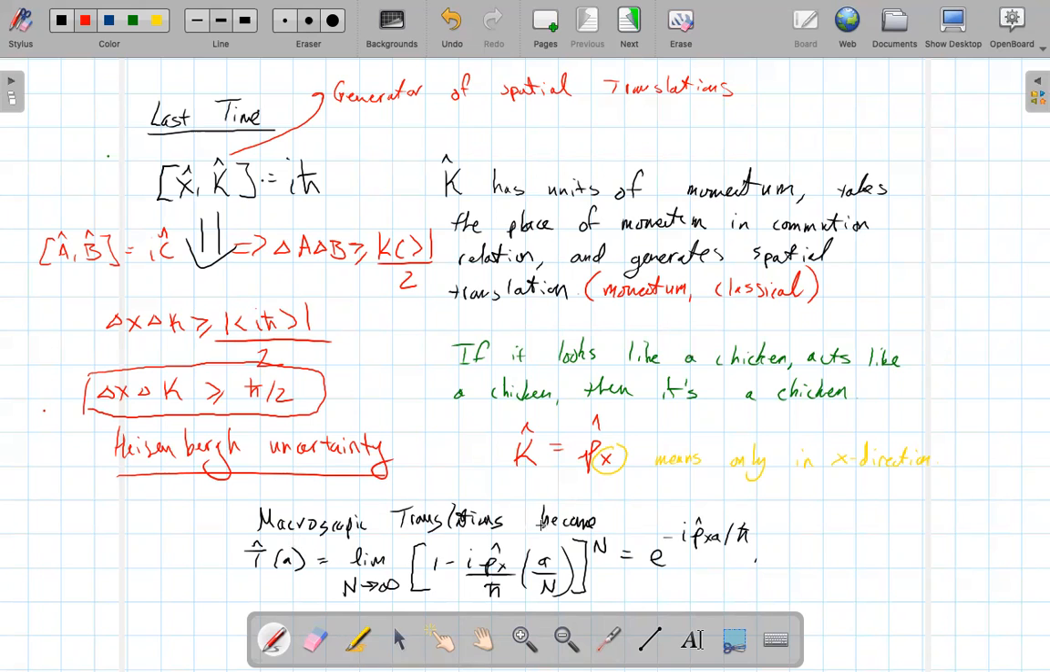So good. I made a note of this in class, but again, we have the microscopic translations. If I wanted to translate my state from whatever the initial position is to that position plus A, then this is equal to the limit as n goes to infinity of (1 minus i times the momentum operator divided by h bar times the distance I want to move it, A divided by n) all raised to the nth power. So here I'm just doing it in an infinite number of steps. And as we've seen before with the rotation operators, this just becomes e to the minus i times the momentum times that distance I want to move it, divided by h bar.